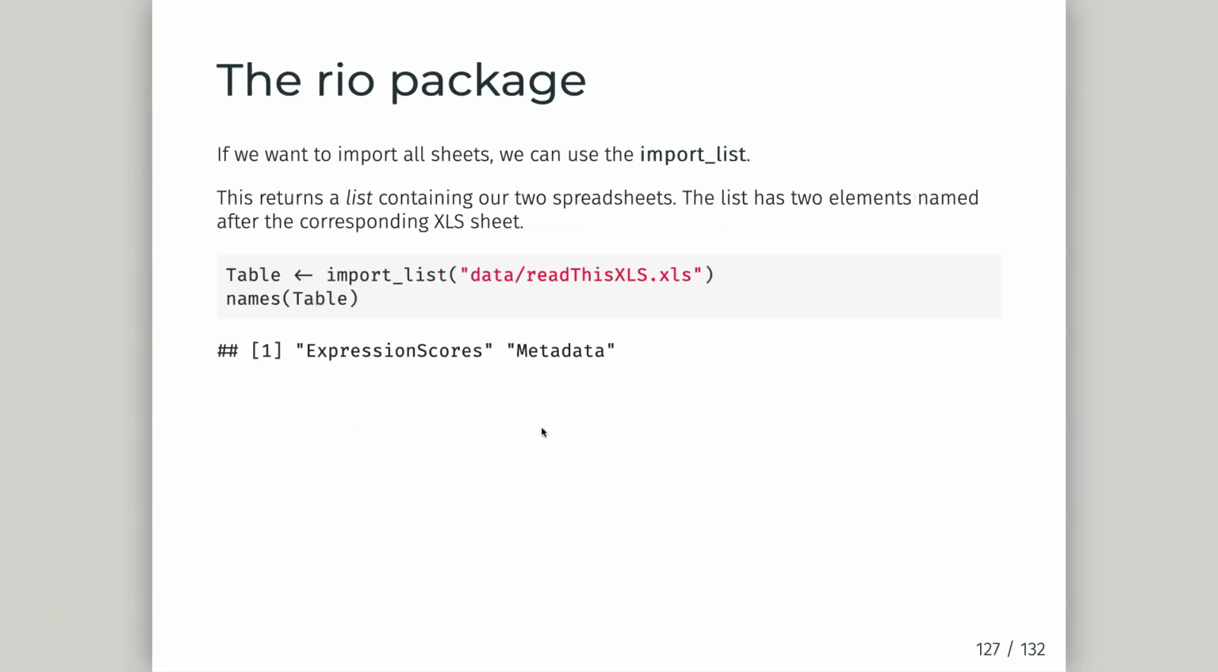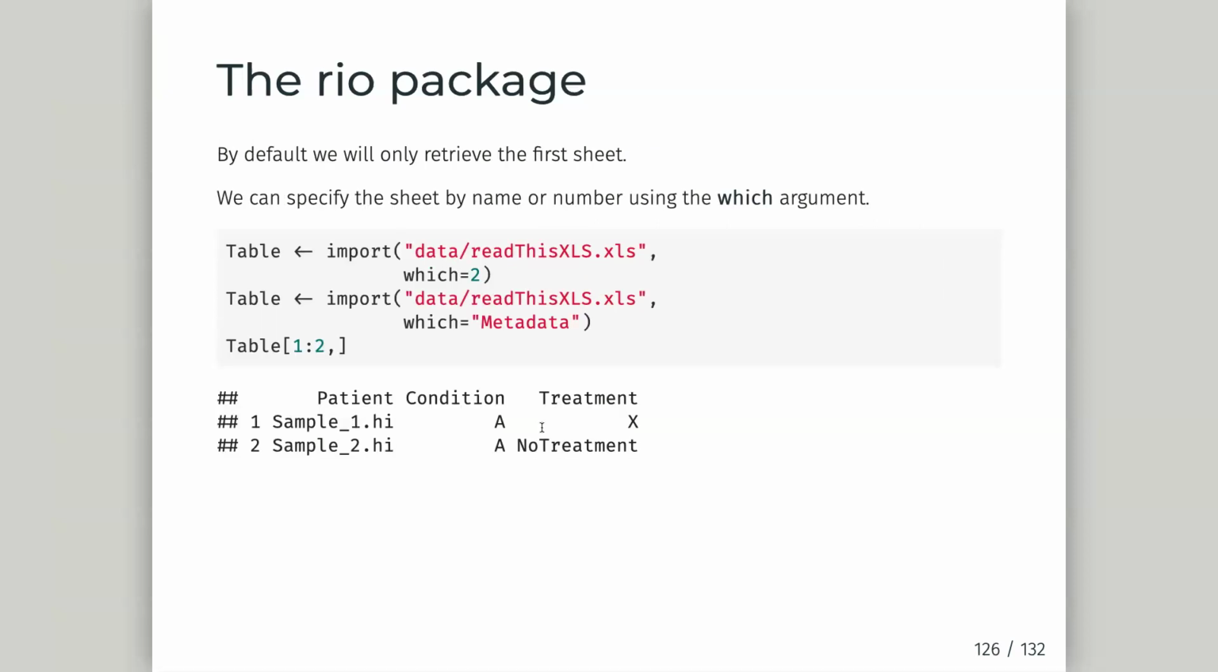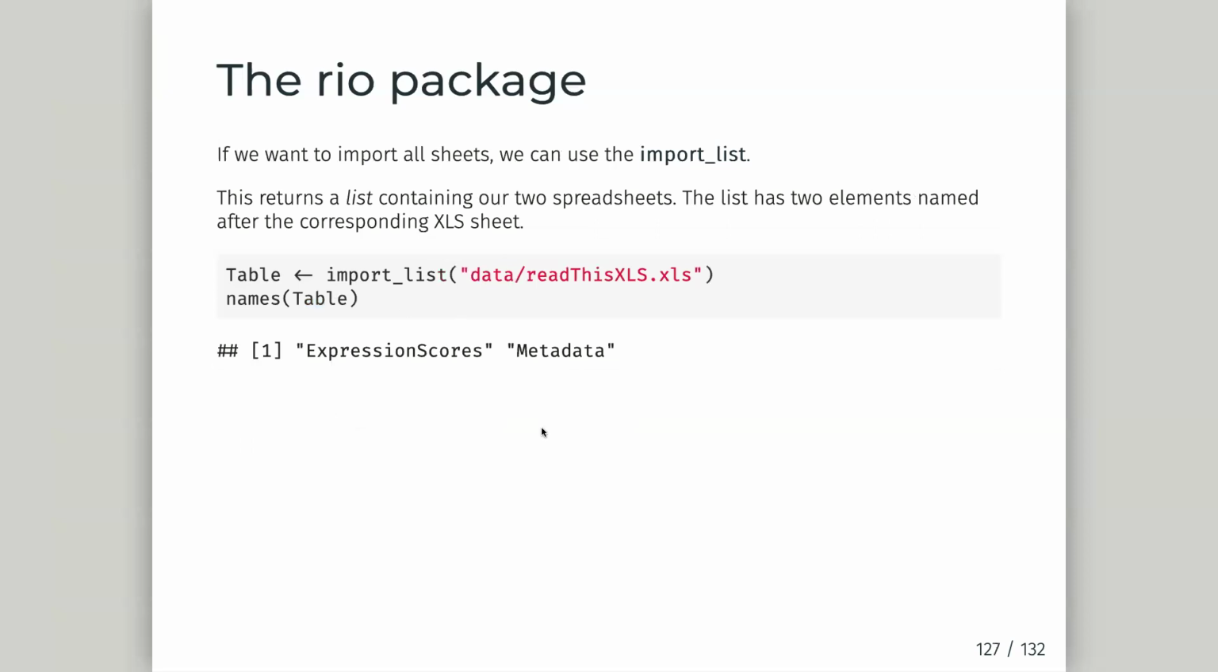I might want to grab all the data in my Excel in one go. So if I've got multiple tabs in my Excel, I can use this different function, which is import_list. And that gives me back, I imagine, a list, and each element of that list will correspond to a sheet in my Excel. So we have the second sheet with metadata, the first sheet was expression scores. You can see I'm bringing out the names from here. But that's one way that I can get all this data from an Excel into a list of tables. They're going to be data frames: I've got the expression scores and I've got the metadata.